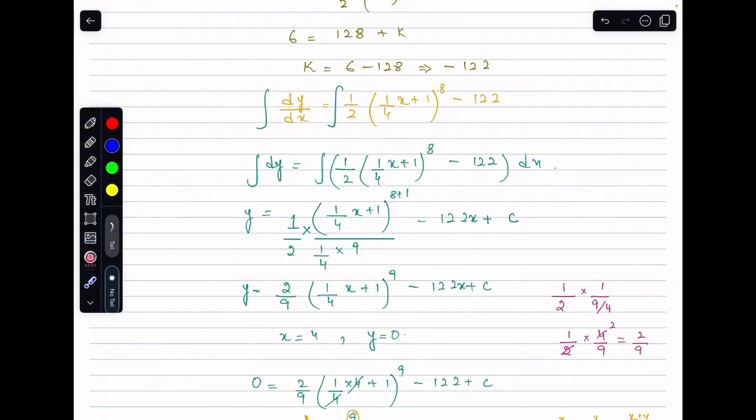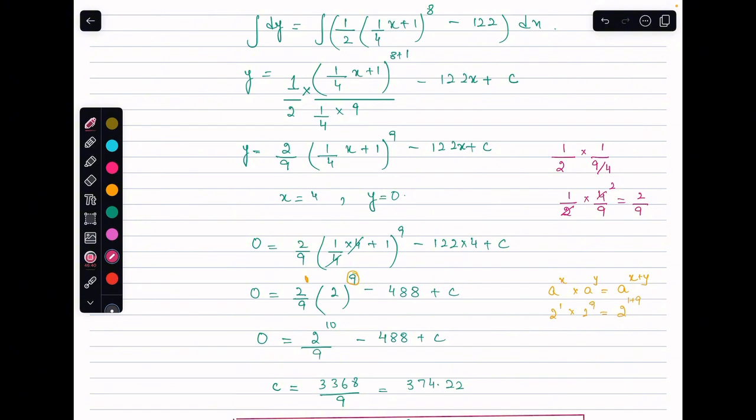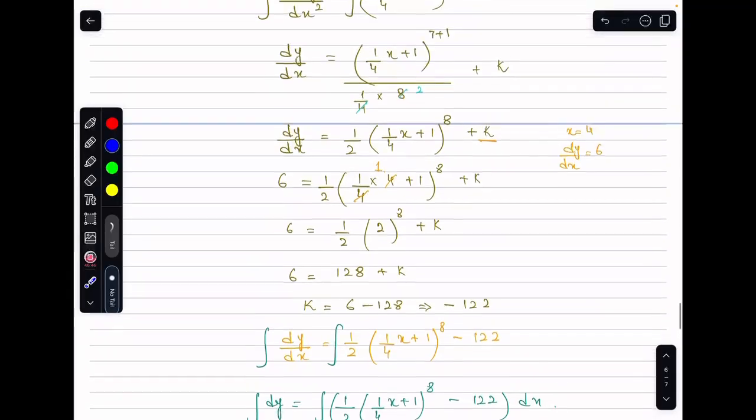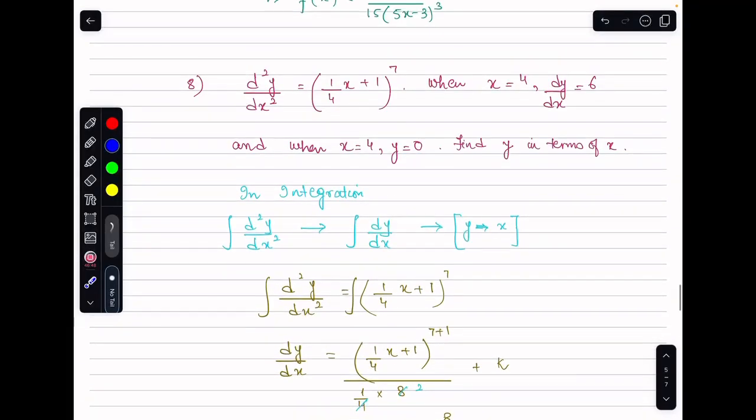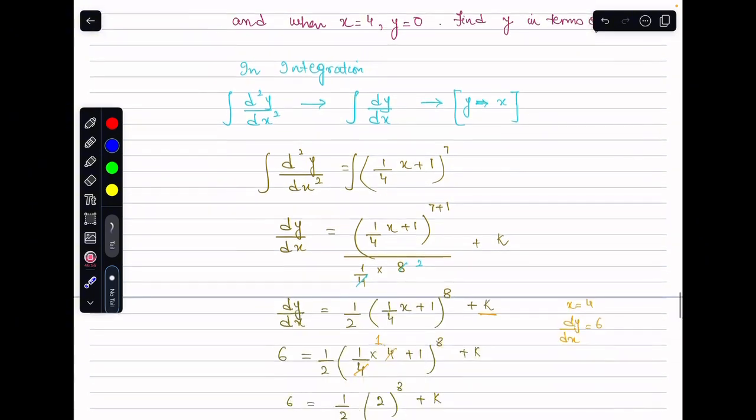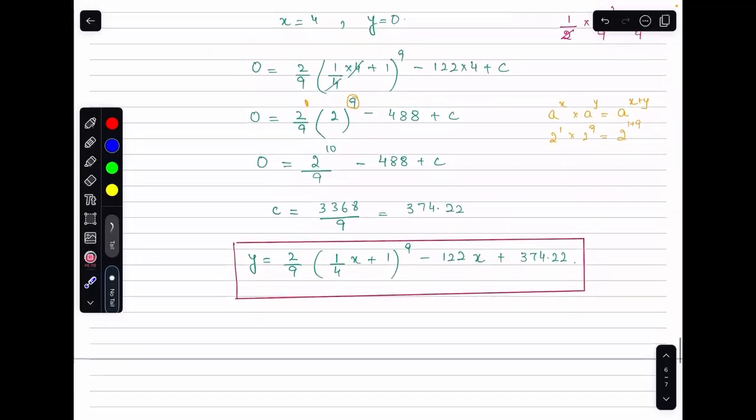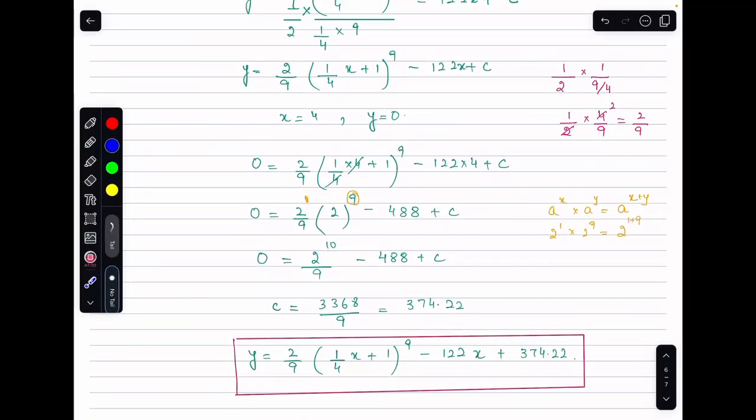So this is the y equation in terms of x, but then I need to have the value of this c also. To get the value of this constant c, I shall be using the condition which was given in the question, and that condition was when x is equal to 4, our y was equal to 0. So I will be using this condition to find y in terms of x. So when x equals 4, y equals 0.